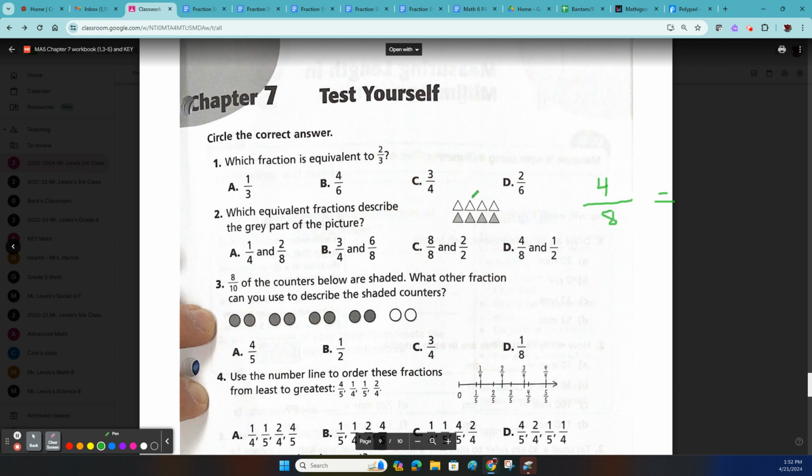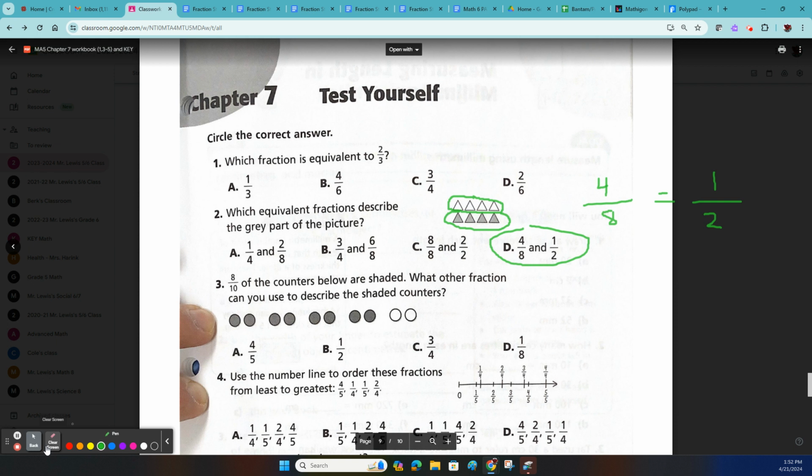I can also regroup these. So I can regroup this into one group, all the whites into one, all the grays into another. How many groups do I have total? 1, 2. How many of those groups are gray? 1. And there you have it. There's your answer right there. 4/8 is equivalent to 1/2.